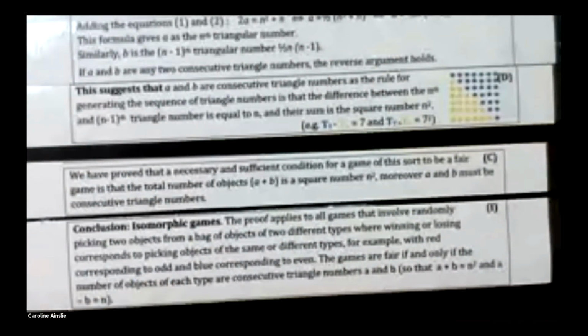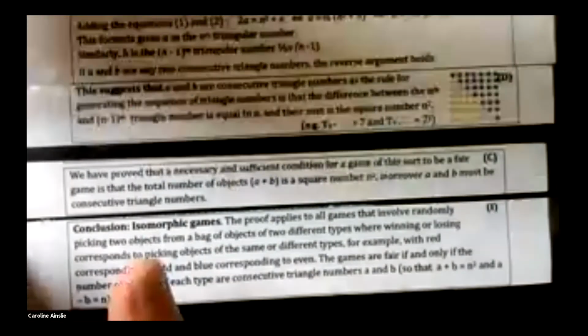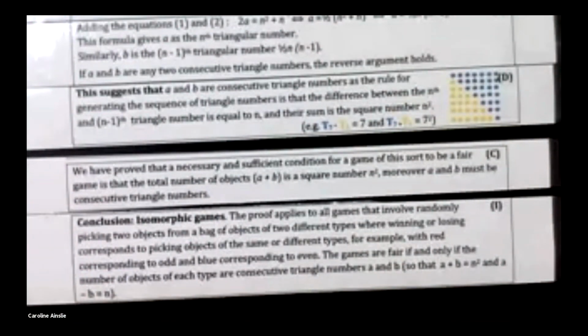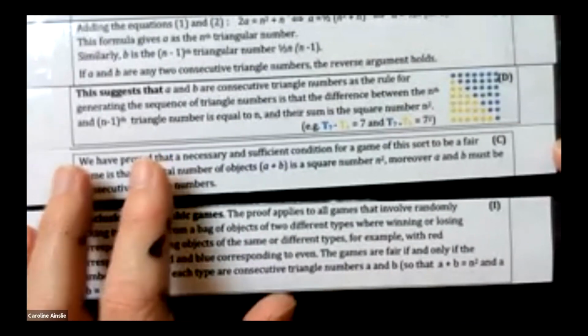So what have we got left, Caroline? What do we need to do now? Are there only those two? Okay, they're in the right order now. We've proved that a necessary and sufficient condition for a game of this sort to be a fair game is that the total number of objects, A plus B, is a square number, and moreover, A and B must be consecutive triangle numbers. Isn't that fantastic? It's simple algebra, but there's quite complex logical thinking there.